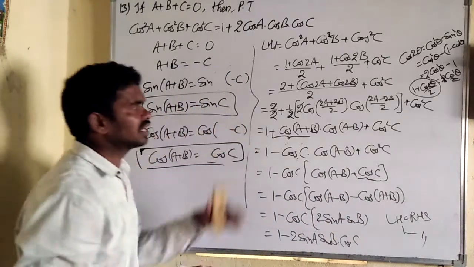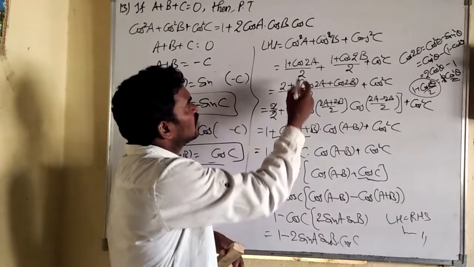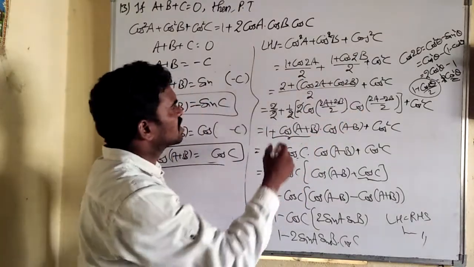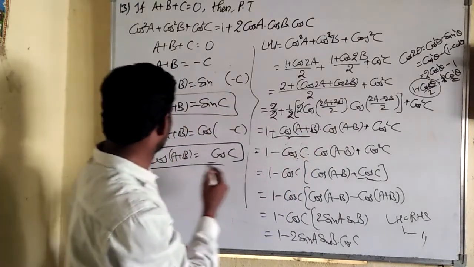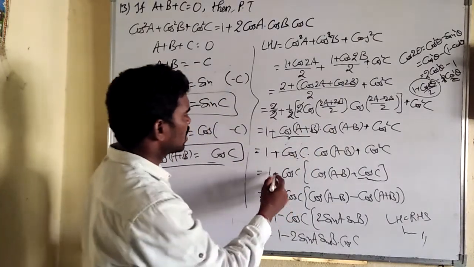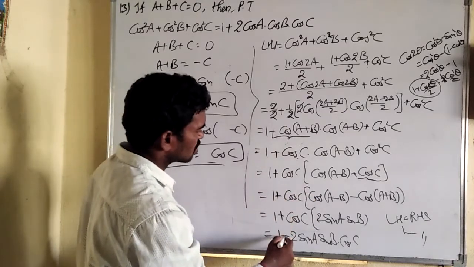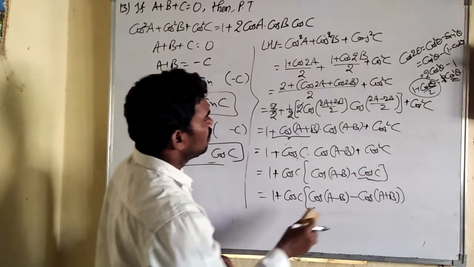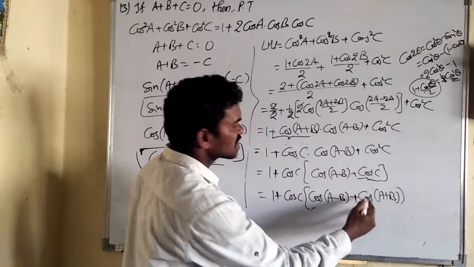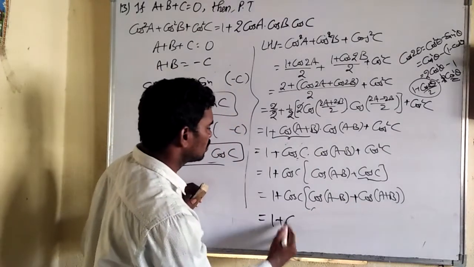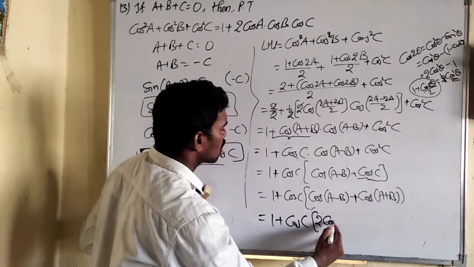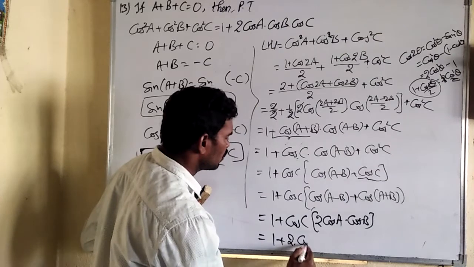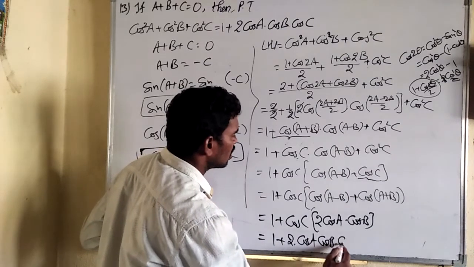2 is the denominator. 1 plus 1 is 2, then cos 2a plus cos 2b plus cos square c. And simplification: cos of a plus b means plus cos c. So take plus cos c common. Here we can change cos c plus cos d, got it. Cos c plus cos d means 2 cos a cos b. So finally we get 1 plus 2 into cos a cos b cos c.